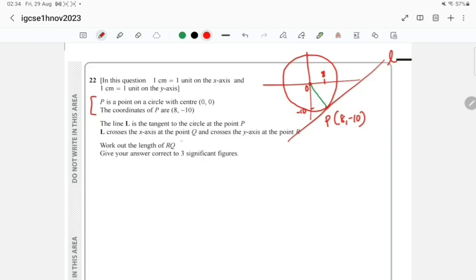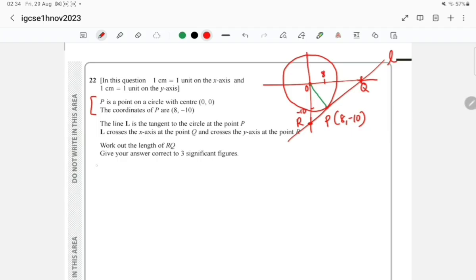Now L crosses the x-axis at Q and the y-axis at R. So Q is here, and R on the y-axis is here. And then work out the length of RQ. Now, to work out the length of RQ, I need the coordinates of R and Q, right?